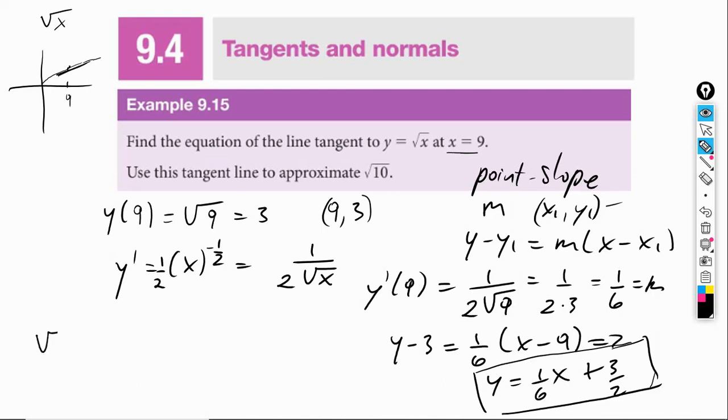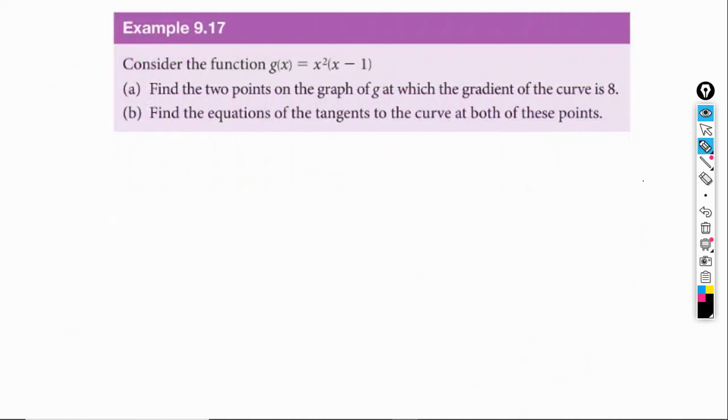The square root of 10 is approximately 1/6 times 10 plus 3/2. And this is going to give us 19 over 6, which is 3.16. And this number goes on forever. Now, if you plug in square root of 10, you're going to see that it's exactly this to 3 significant figures. Okay, so now we are in example 9.17.